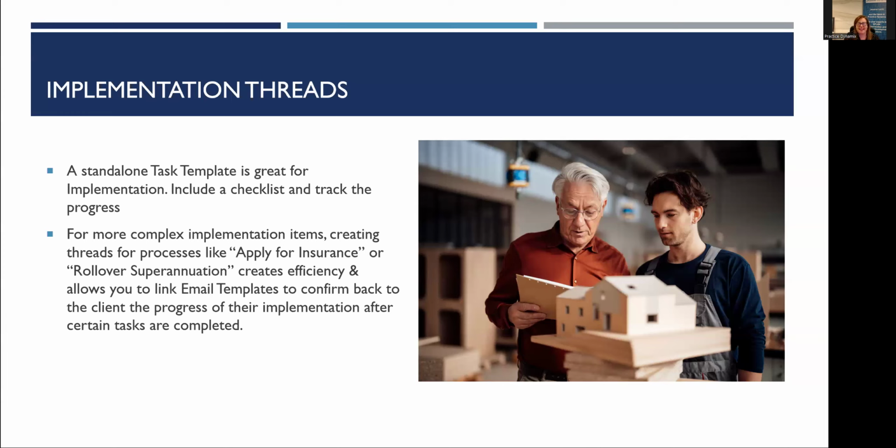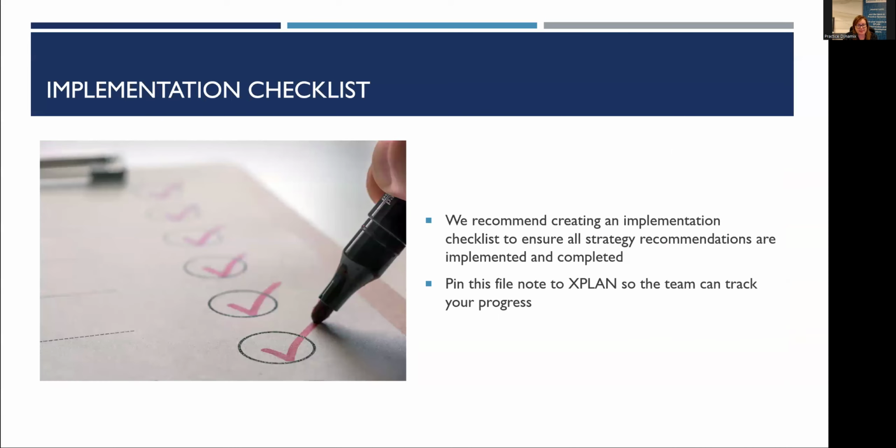Visually, though, how is the client going to see where they're at in the process? Because they might be getting lots of emails from you, but they're not seeing where they're at. So one of those is those implementation checklists that we talked about. So putting all of your strategies into a checklist with a tick box as they've completed each of those strategies. And you might pin this file note to Xplan so the team can track the progress as well. So that's an important one.